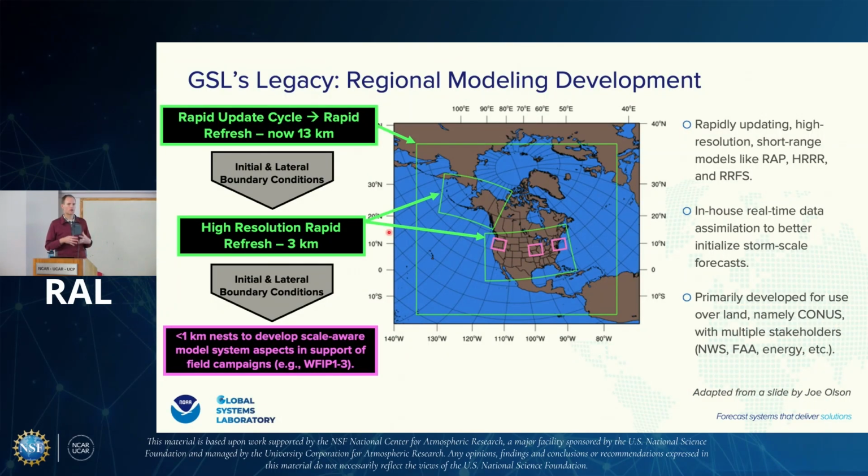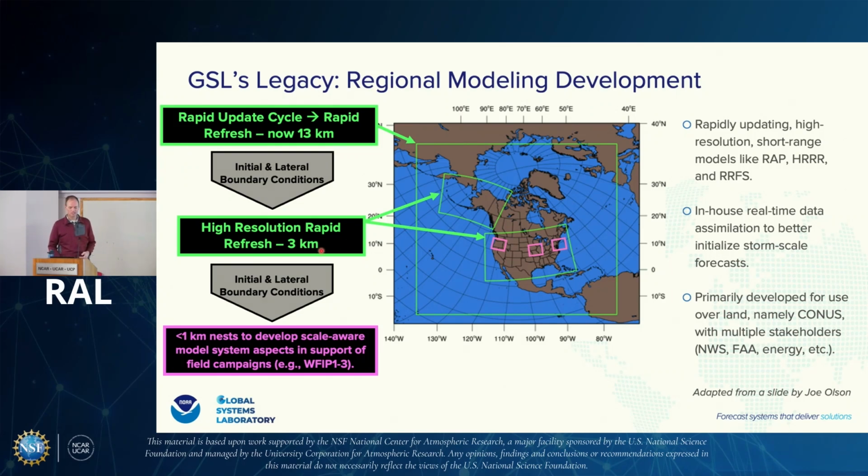So a little bit about our legacy at GSL modeling-wise. We've largely been known as the regional or storm-scale modeling shop within NOAA. Our legacy dates back decades to the Rapid Update Cycle, the RUC, more recently the Rapid Refresh, currently at 13-kilometer horizontal grid spacing, run hourly. Those provide initial and lateral boundary conditions where the RAP domain largely covers North America and adjacent waters. Our 3-kilometer rapidly updating High-Resolution Rapid Refresh, or HRRR model, is sort of the gold standard for storm-scale operational numerical weather prediction here in the United States as well as across the globe.